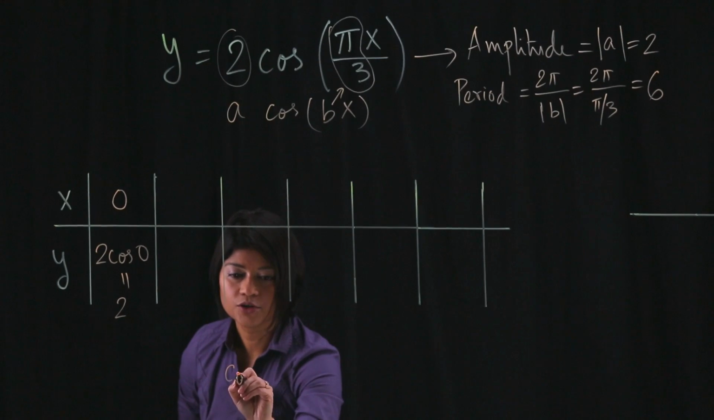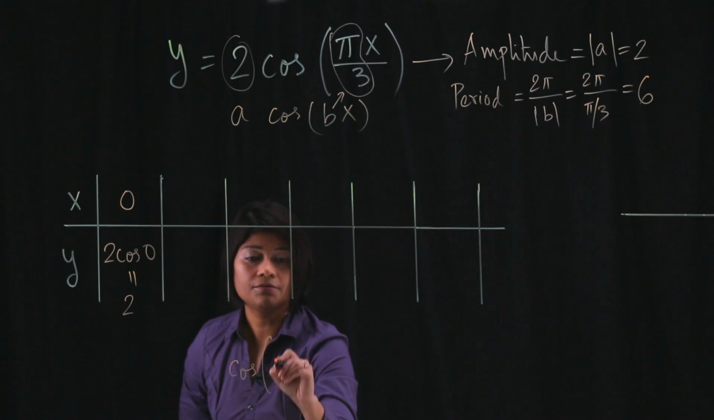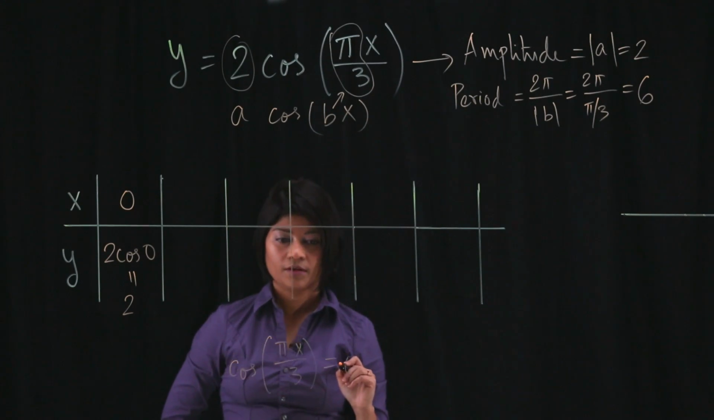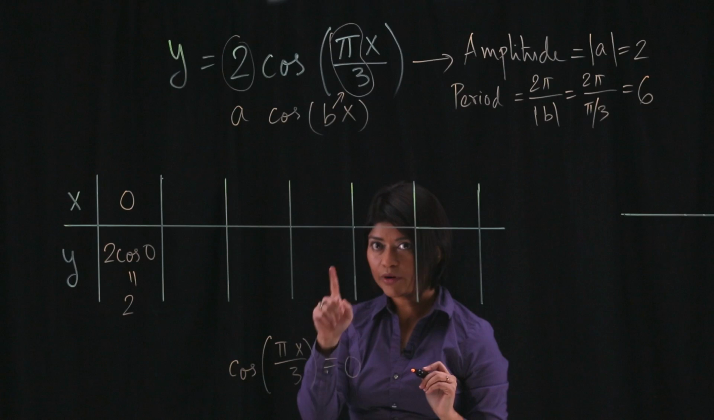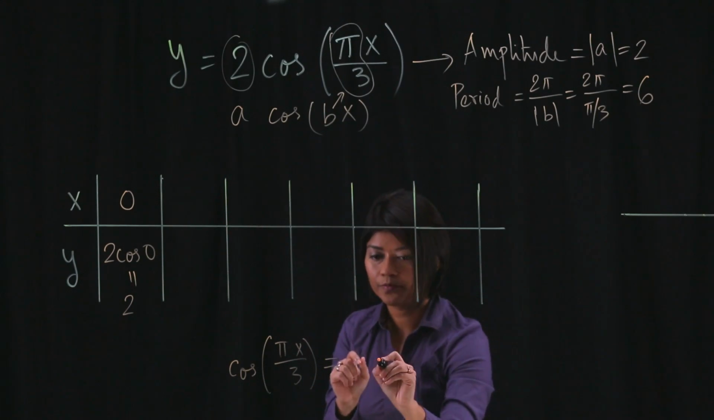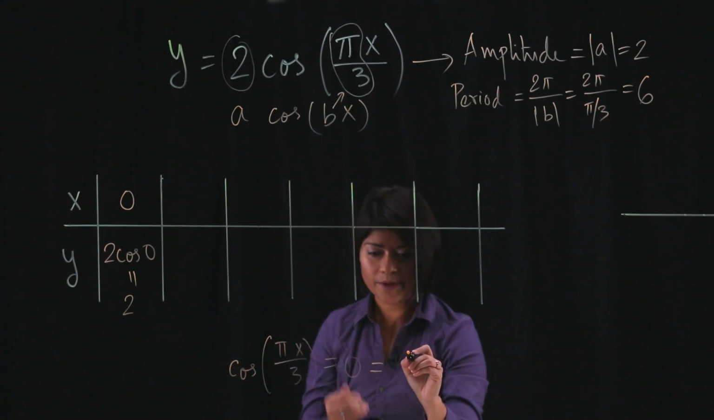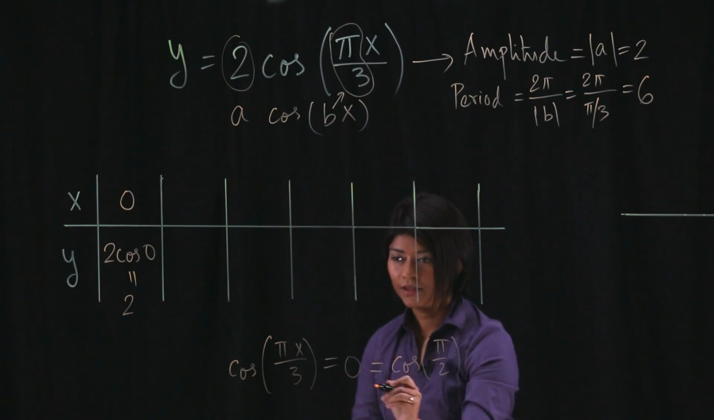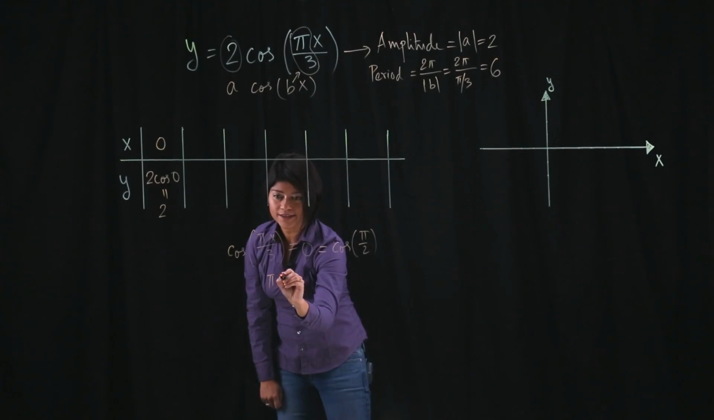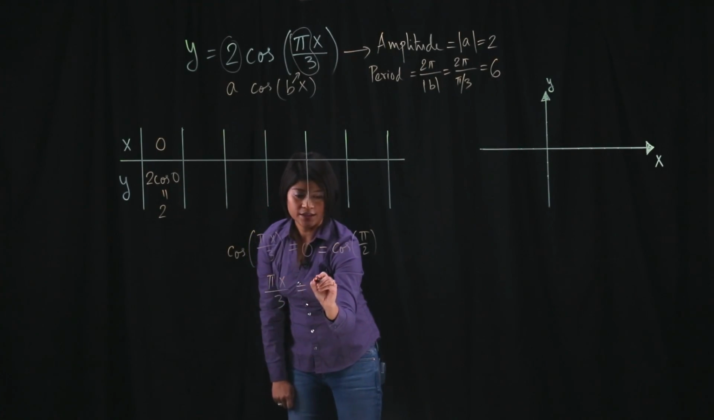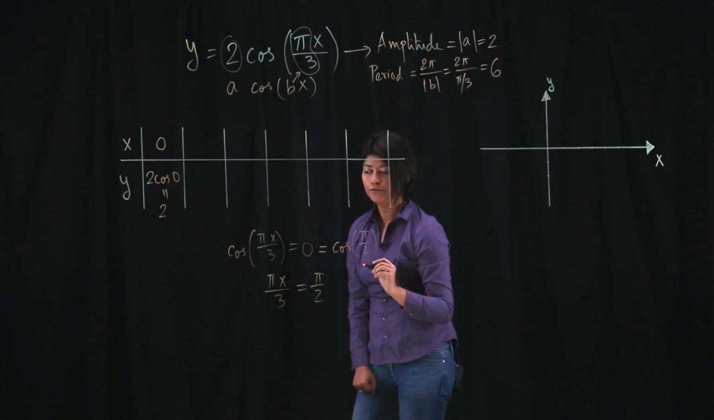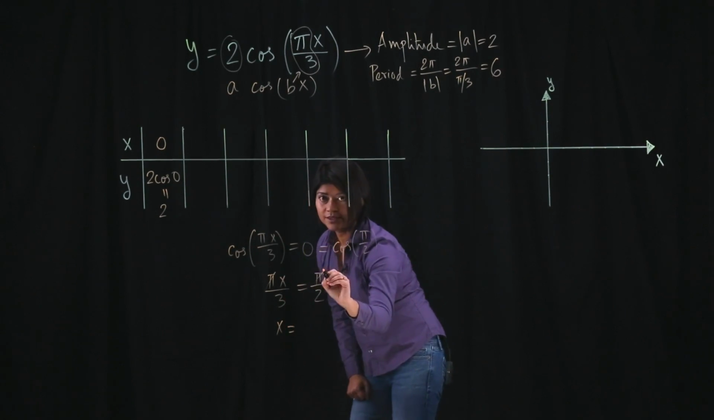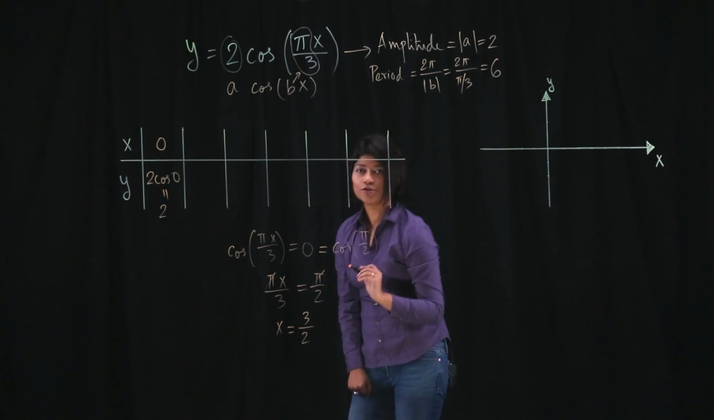So when do we know cosine of pi x over 3 will be 0? Let's think, what is the first value where cosine is 0? Do you remember? It's pi over 2, right? So cosine of pi over 2 is 0. So let's solve for x. When is pi x over 3 equal to pi over 2? Cancel out pi, just solve for x. Take the 3 to the other side, x is 3 over 2.